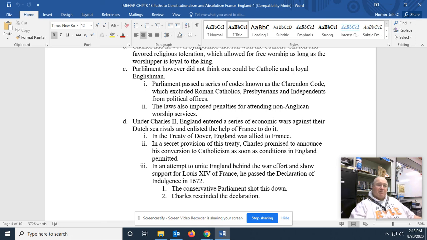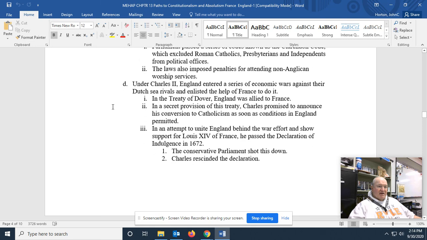Parliament then, because they were suspicious of Charles II, began passing a series of codes known as the Clarendon Code that excluded Roman Catholics, Presbyterians, and when it says independents, that means religious people who are not Anglicans, religious minorities. And in England during this time, you start to see the formation of some small independent religious groups. The laws also imposed penalties for attending non-Anglican worship services. I've already mentioned to you what happened to Roman Catholics for conducting their worship services. That was part of this.